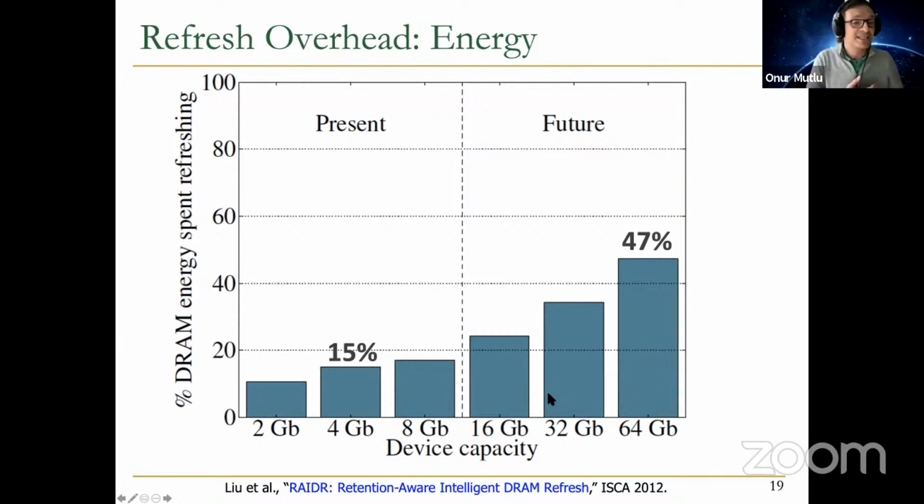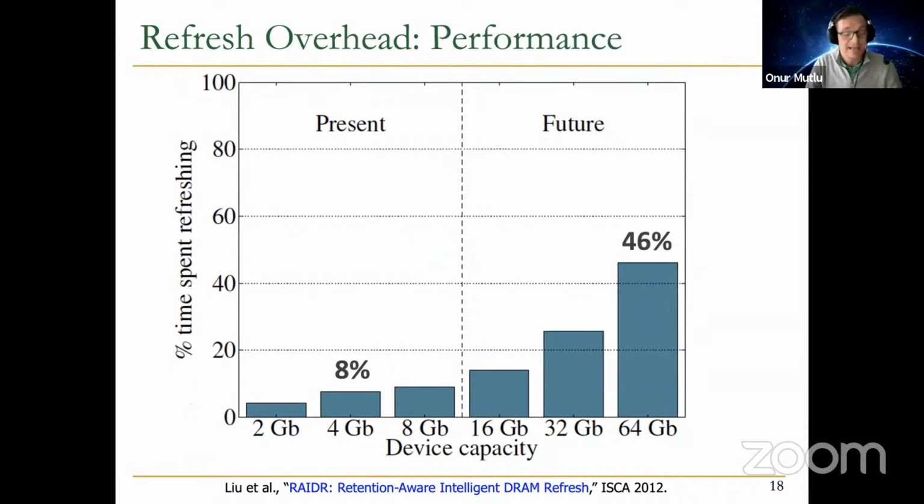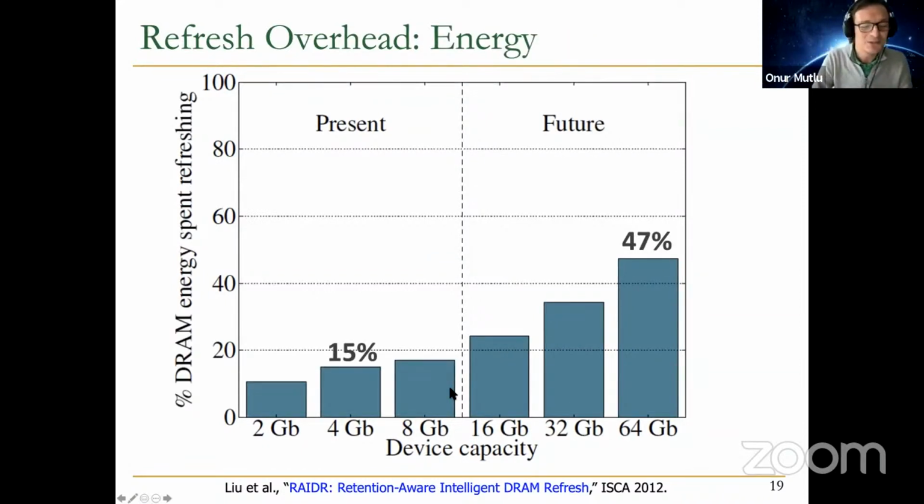But if you're accessing DRAM, some part of the energy is spent on access, some part of the energy is spent on maintaining data. And it turns out, sorry about that, my computer has a mind of its own, it moved. But basically, for a 4 gigabit device, about 15% of the DRAM energy is spent on refreshing. But in the future, if you don't do anything about this problem, if you keep scaling the size of DRAM, then about 47% of the energy would be spent on refreshing.